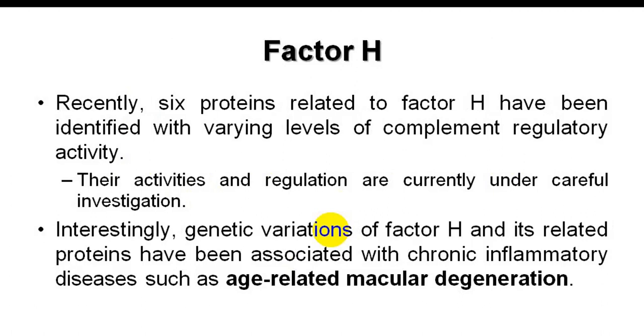Factor H: latest research suggests there are 6 proteins related to factor H, and their activities and regulation are under careful investigation. Interestingly, some of the genetic variations of factor H and related proteins have been associated with chronic inflammatory diseases such as age-related macular degeneration.